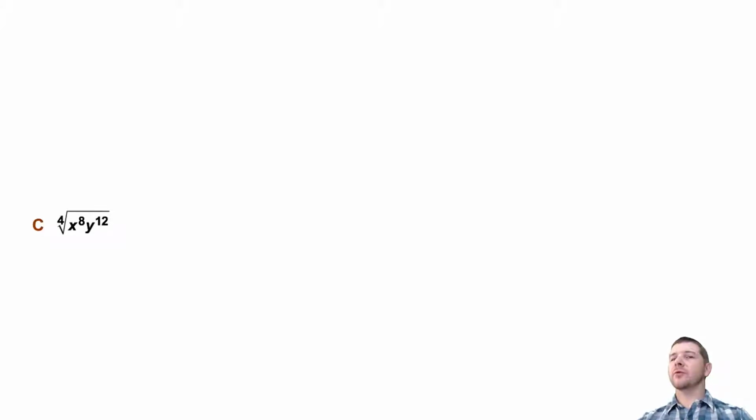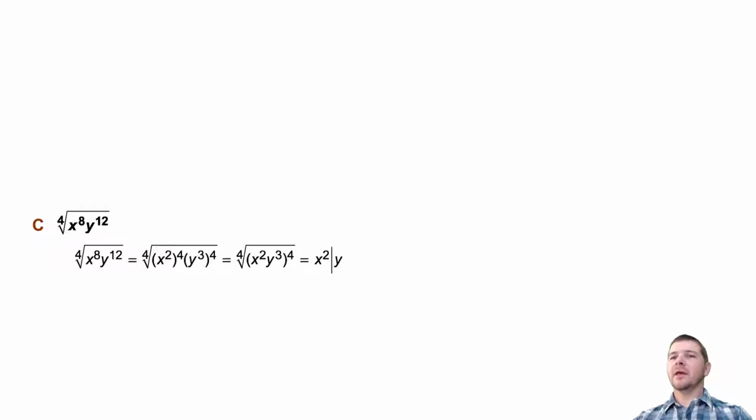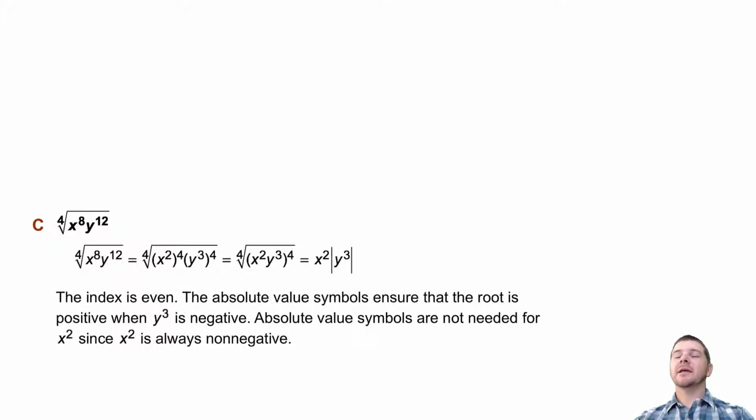Part C. The 4th root of x to the 8th power y to the 12th. Well, the 4th root of x to the 8th y to the 12th can be rewritten as the 4th root of x squared to the 4th power times y cubed to the 4th power. And that becomes the 4th root of x squared y cubed to the 4th, and that equals x squared times the absolute value of y cubed. The index is even. The absolute value symbols ensure that the root is positive when y cubed is negative. Absolute value symbols are not needed for x squared, since x squared is always non-negative.